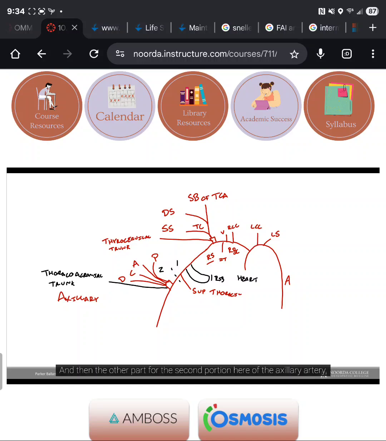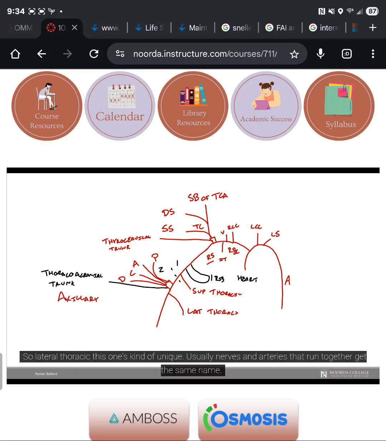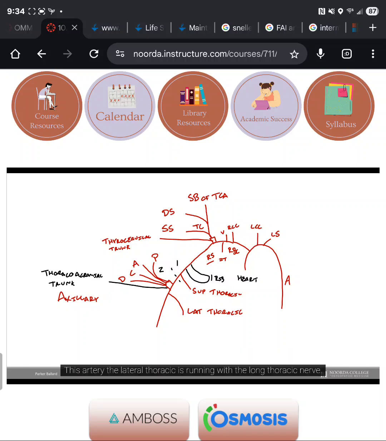And then the other part for the second portion of the axillary artery, the second branch on the second portion, we're going to call that the lateral thoracic artery. So lateral thoracic. This one's kind of unique. Usually nerves and arteries that run together get the same name. This artery, the lateral thoracic, is running with the long thoracic nerve. So those are going to both go and supply the serratus anterior.